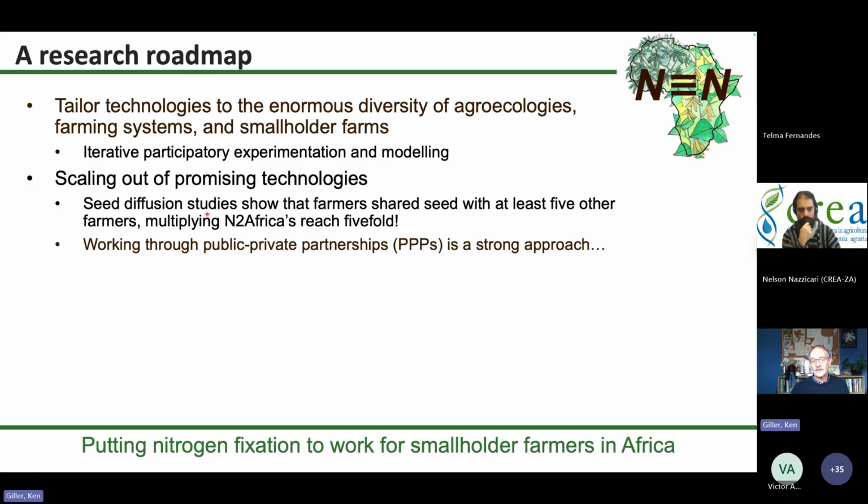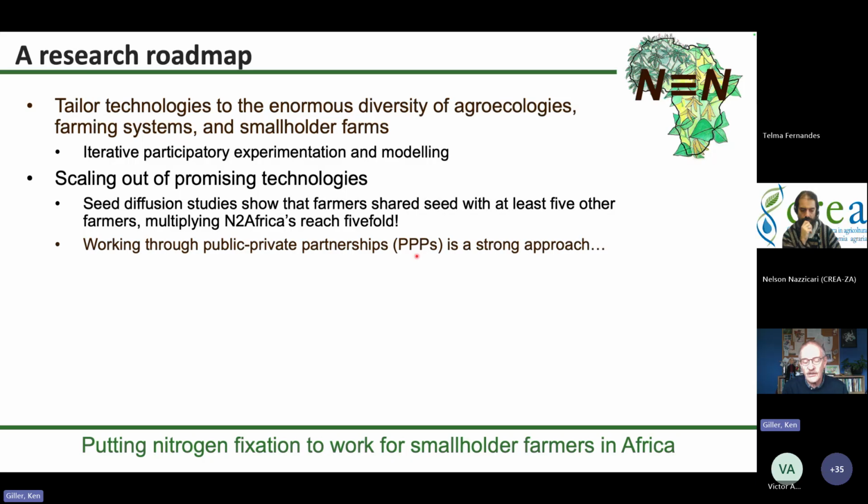One example we had was in DRC, in the Congo, in South Kivu. We actually did seed diffusion studies where we found that farmers who received a new variety shared with at least 5 other farmers, which indicated that our reach was much, much larger than just the farmers that we were directly interacting with. And again, working through these public-private partnerships was a strong approach.